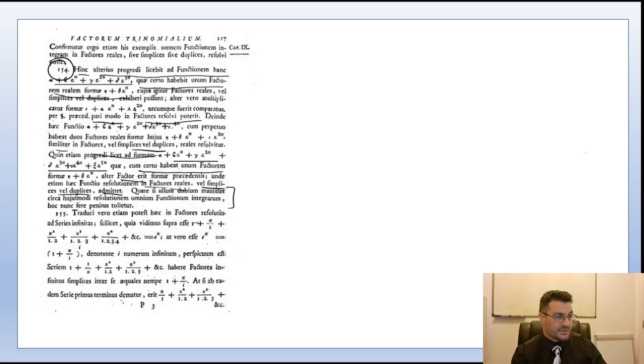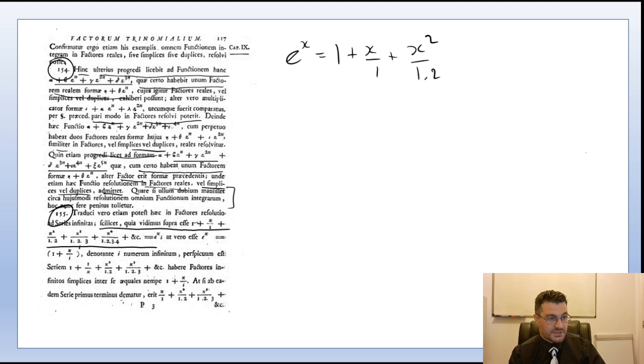Okay, so here we go then, section 155. What he's saying here is we've seen above that e to the power of x is equal to 1 plus x over 1 plus x squared over 1 times 2 plus x cubed over 1 times 2 times 3 plus, and so on, etc.